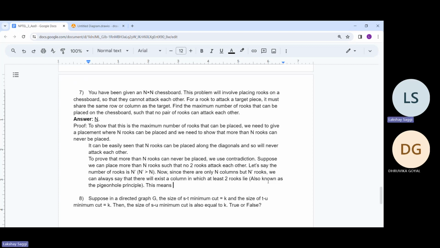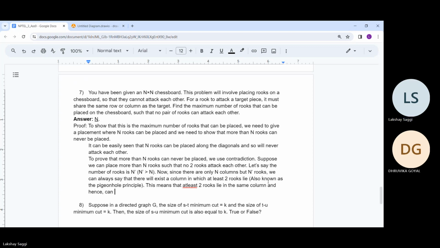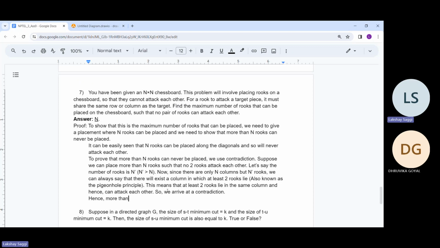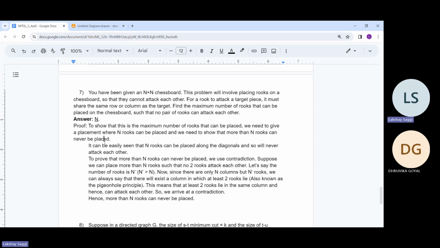So this means that at least two rooks lie in the same column and hence can attack each other. We initially assumed that no two rooks attack each other, but we have proved that they will attack each other. So we arrive at a contradiction, and this means that hence more than n rooks can never be placed. First we showed that n rooks can be placed along diagonals, and we have shown that more than n rooks can never be placed. So what this means is that we have the proof.